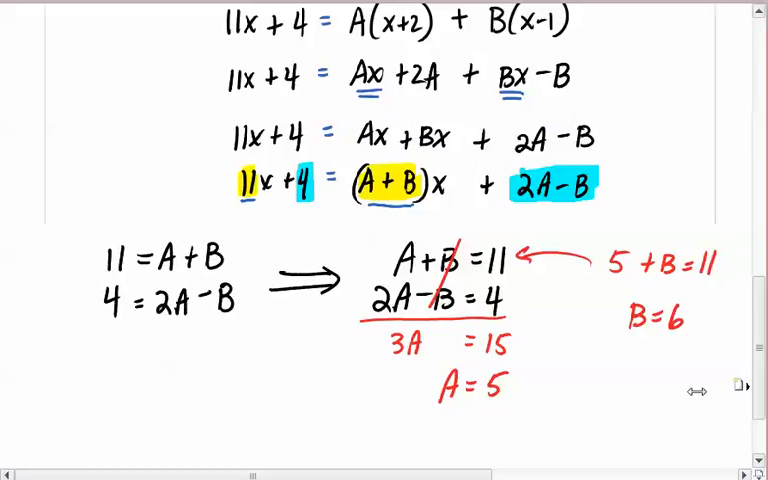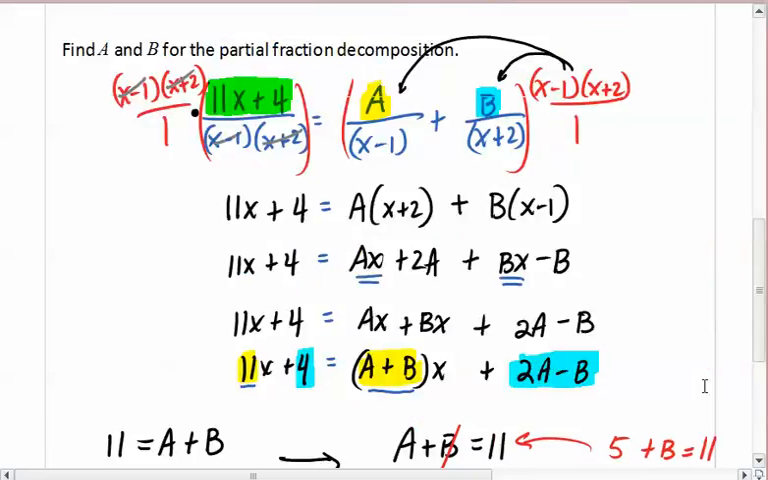Now let's go back to the original problem, putting in 5 for a and 6 for b. So this right here is 5 and this right here is 6. And if you added these two fractions together after getting a common denominator, it indeed would be this fraction right there.